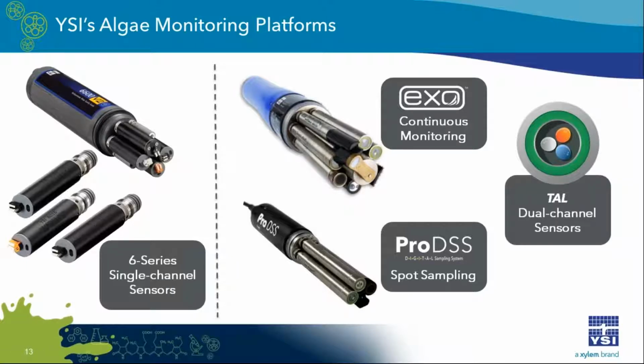So these sensors enable very sensitive detection, as we're going to talk about. And really, people using EXO are doing continuous deployed monitoring, and the ProDSS platform is designed for beach monitoring, for example, where you want to do spot sampling or checking very specific sites.